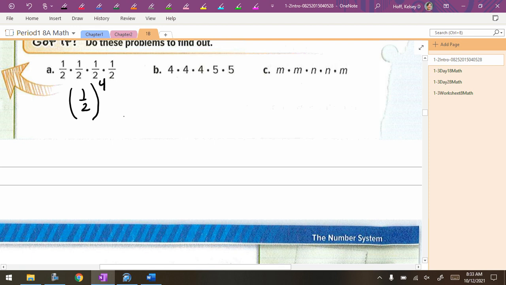Okay, shh, guys, don't talk. Okay, so then let's write that one down, just like they did. Then you put a dot. Now, how many times is that number multiplied?